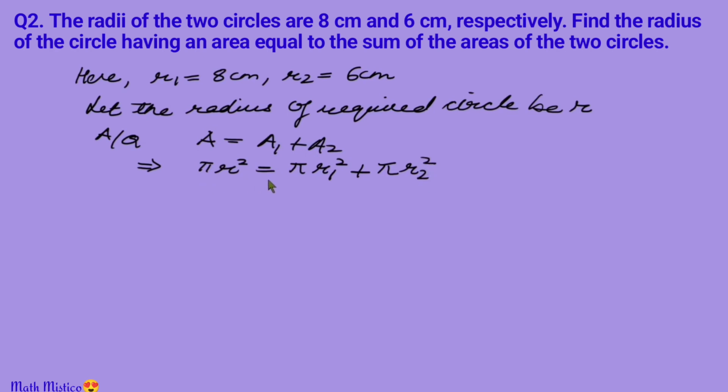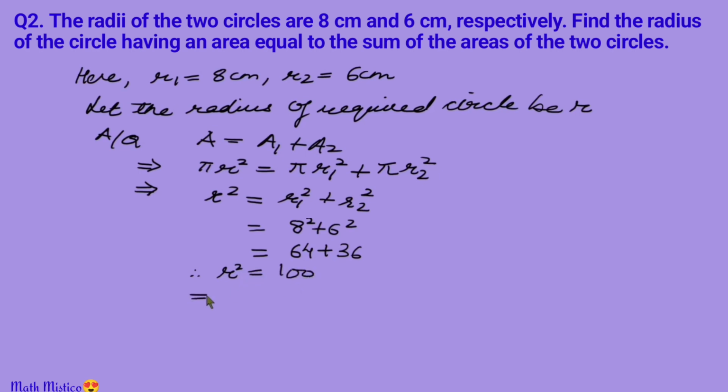Again, there is something common which is multiplied throughout. Right, it's pi. So let's divide this equation throughout by pi, and we have R square equal to R1 square plus R2 square. Substituting the values given to us, we have 8 square plus 6 square, which is 64 plus 36. This means R square is equal to 100, and so R will be square root of 100, that is 10 centimeters. So you can observe this method is much simpler as compared to finding the areas one by one, adding them, and then finding R.